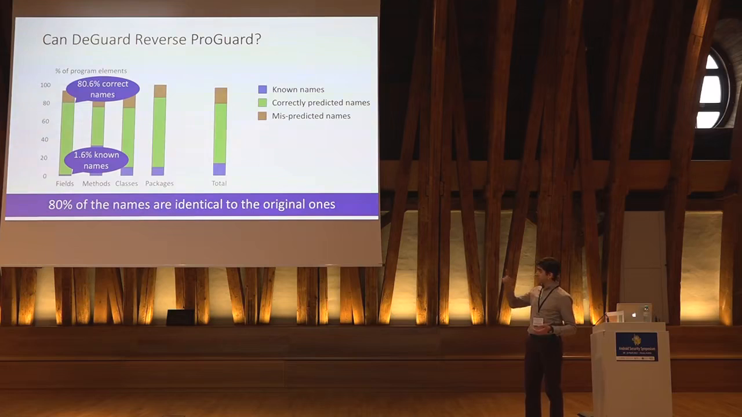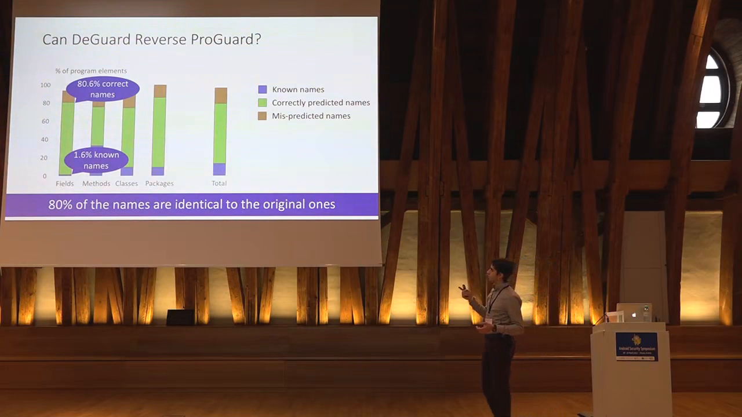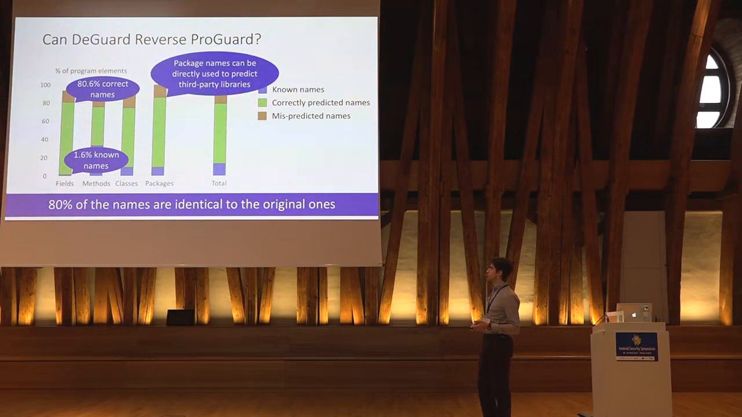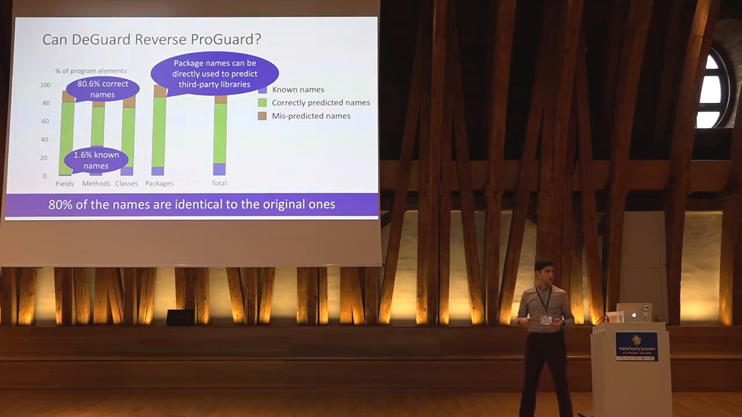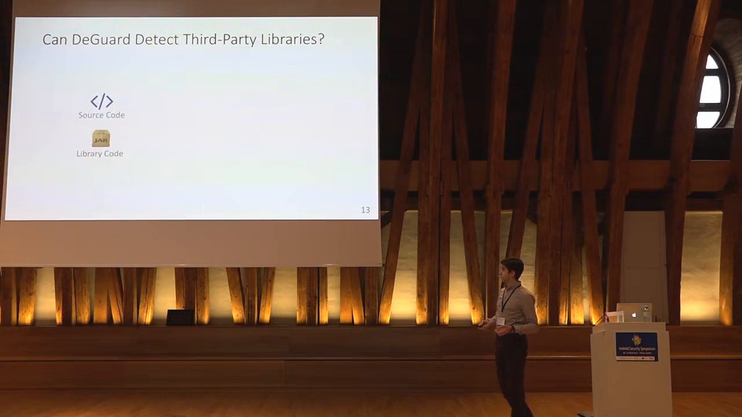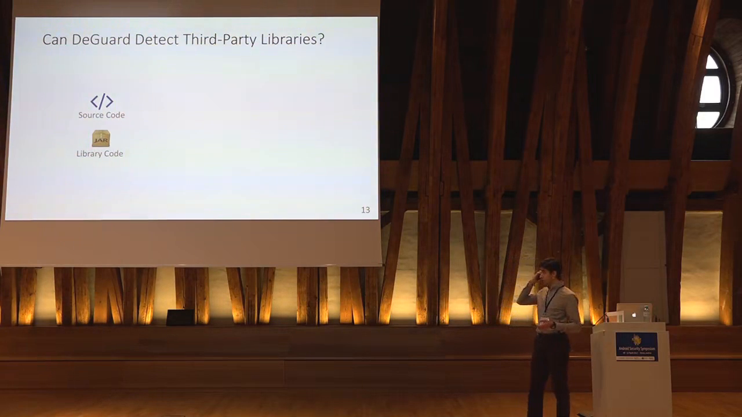Another interesting fact here is that the highest accuracy of DGARD is actually for predicting package names. And this is quite useful because if we know the correct package names, we can directly predict what are the third-party libraries that were used to compile this application. So that's what we did next. Next, we check whether DGARD can indeed predict third-party libraries, and we did the following.